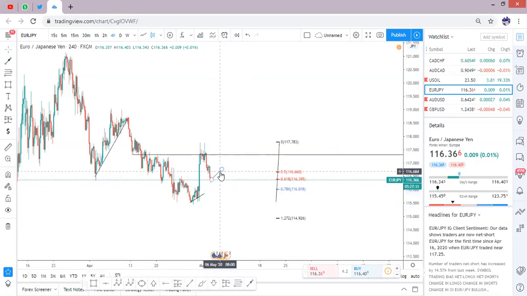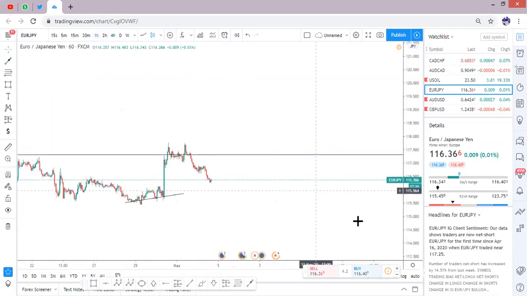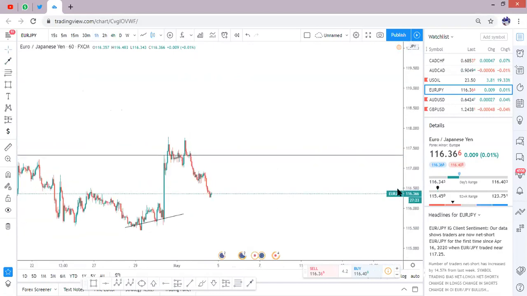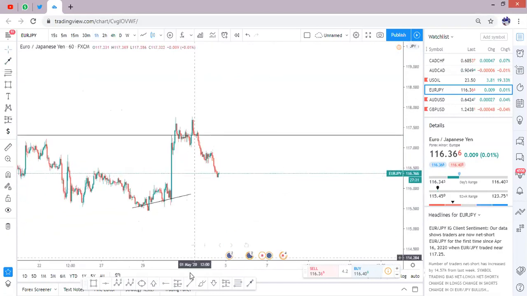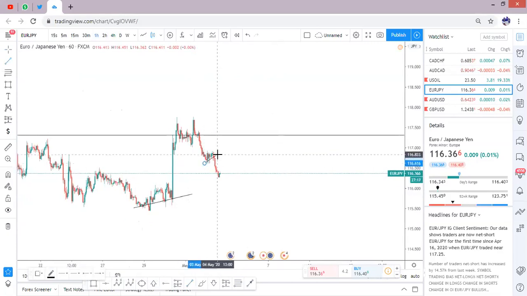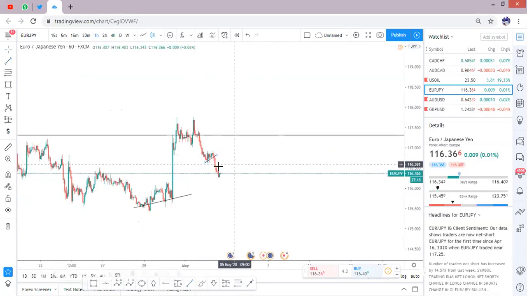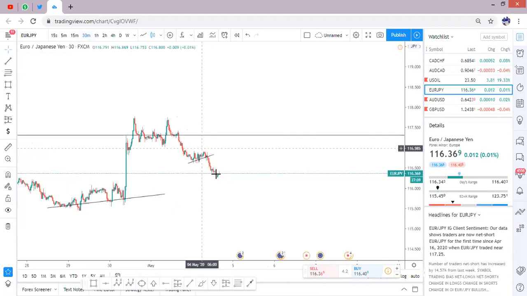So before you enter this trade, you just have to wait for correction. Like I said, you can go to lower time frame again to check that. You can see here nicely, we have that correction, and now we have the drop. So we have to wait for that correction. Let me check the 30-minute time frame. You can see the correction is already showing.